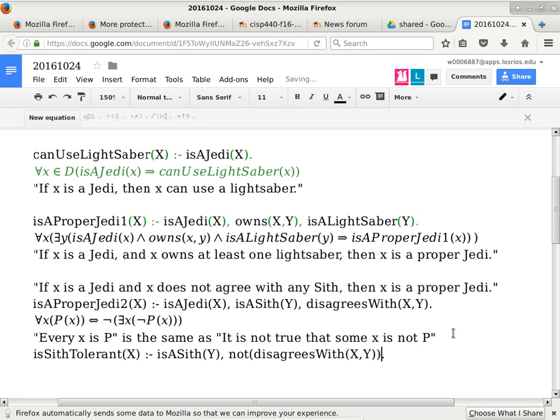Okay. All right, that's better. So if x agrees with y, then x is known as cis tolerant. Would that be okay? Okay.